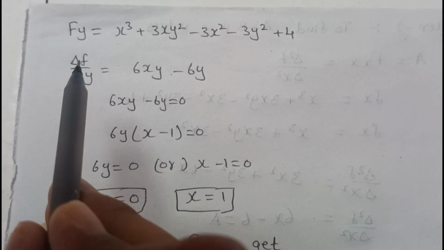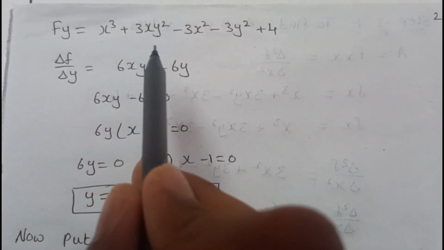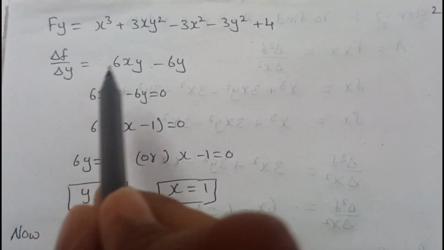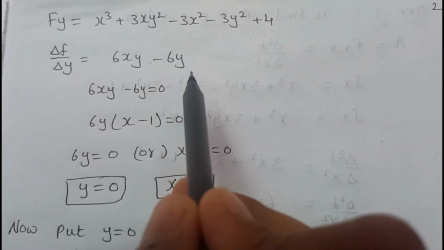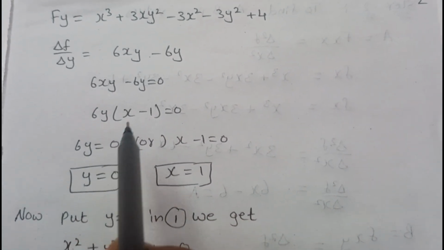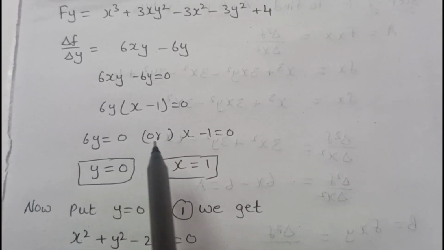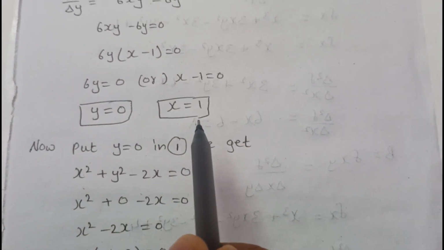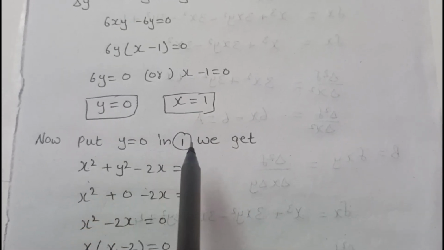Now fy: differentiating f with respect to y, we get 6xy − 6y, and this equals 0. Taking 6y common, 6y(x − 1) = 0. So 6y = 0 and x − 1 = 0, so y = 0 and x = 1. These are the conditions we get. In this way we get the answers easily.